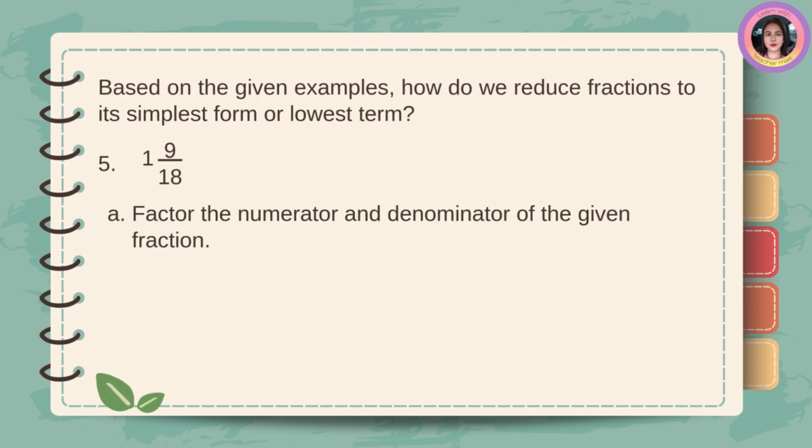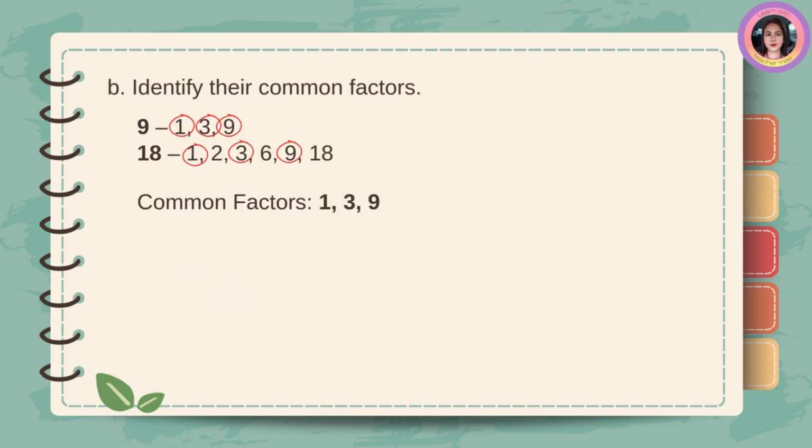Example number 5, 1 and 9/18. Factor the numerator and denominator of the given fraction. The factors of 9 are 1, 3, and 9. The factors of 18 are 1, 2, 3, 6, 9, and 18. Then, identify their common factors. The common factors of 9 and 18 are 1, 3, and 9.